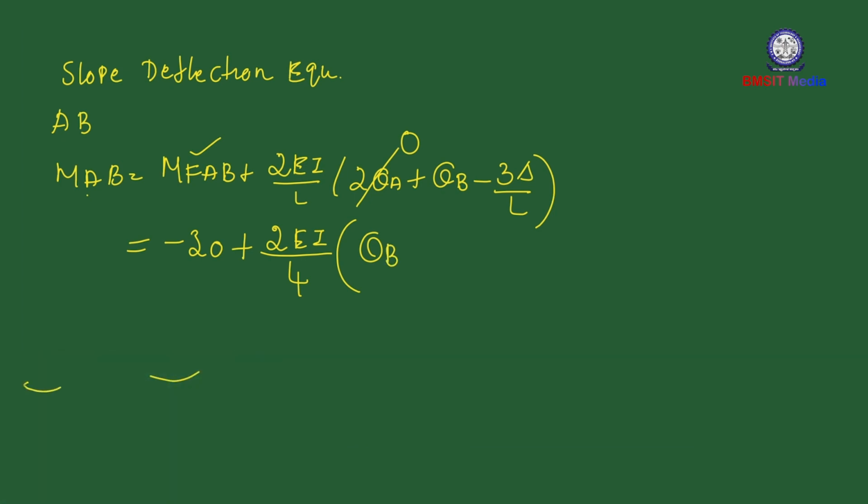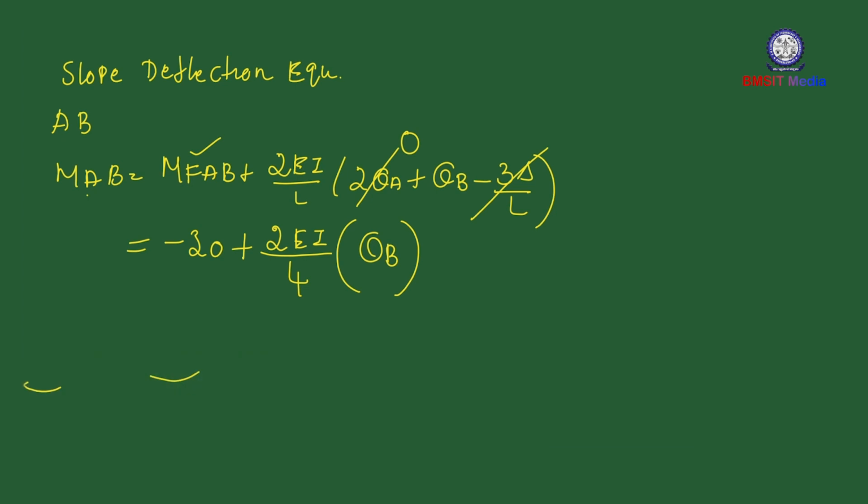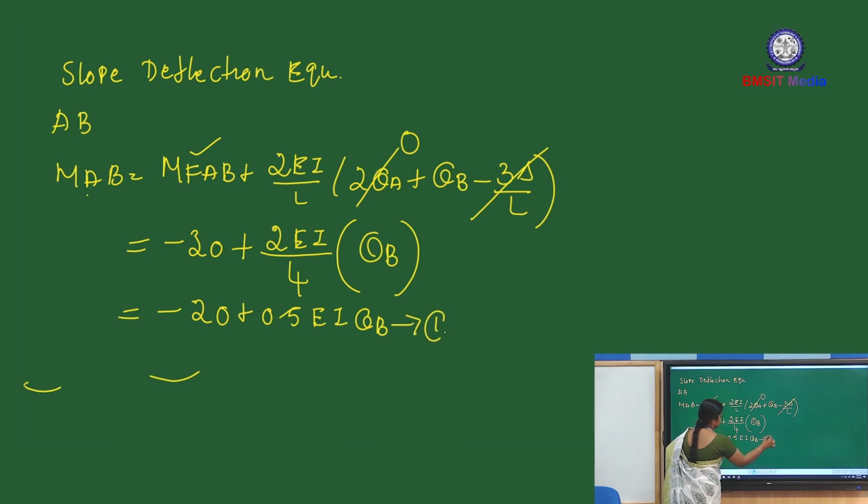In this problem, in the question itself, they didn't mention any settlement. If any settlement is given, we can substitute here. Otherwise, we don't want this term. So only theta B. If you simplify this equation, finally we get minus 20 plus 0.5 EI theta B. This is equation number 1.